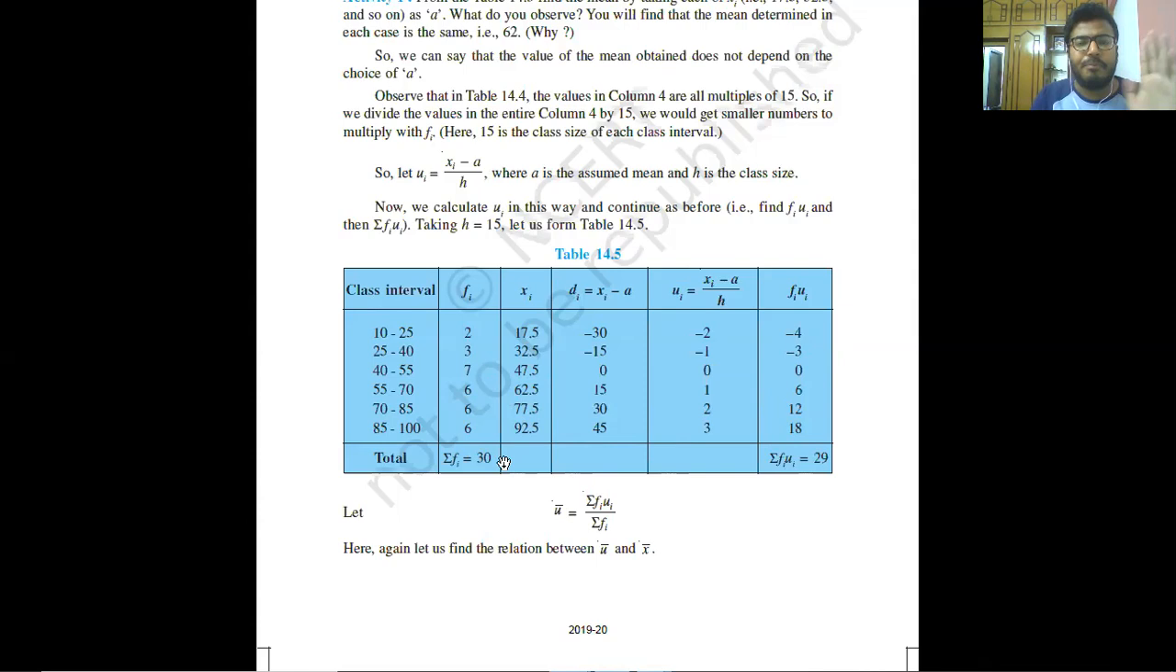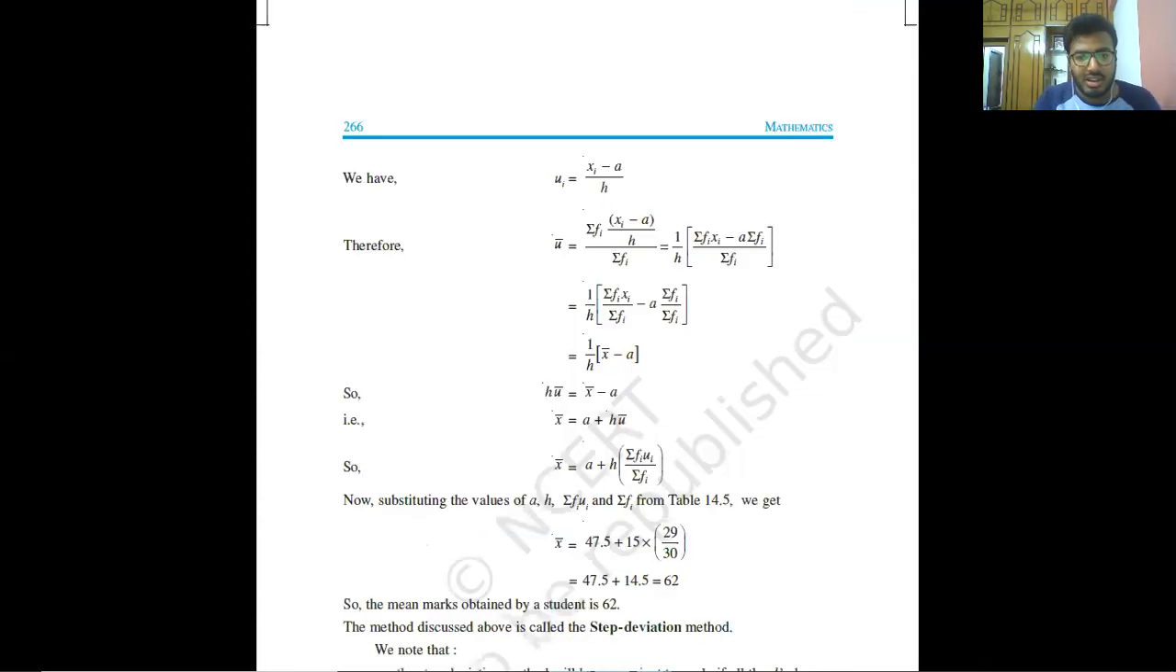Okay, now the method is same. The x bar formula is almost the same. X bar is equal to a plus sigma fi ui upon sigma fi, into h. Okay, now look here, this is the formula. X bar is equal to, see, extra, from di what do you have to write? Here you have to write ui, and with that what to multiply? You have to multiply h.